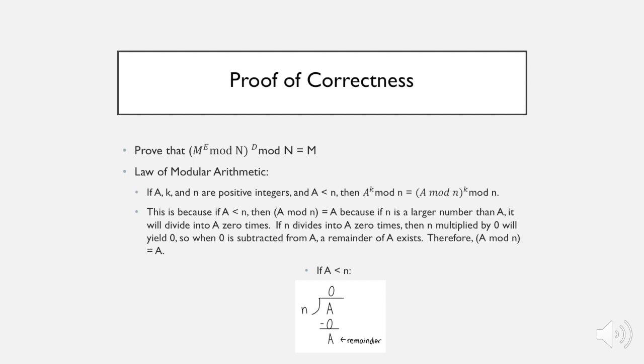Thus, Rivest, Shamir, and Adleman had to prove that m to the e power mod n, all raised to the d power mod n, is equal to m. For this, they turned to Euler's theorem and modular arithmetic exponentiation laws.